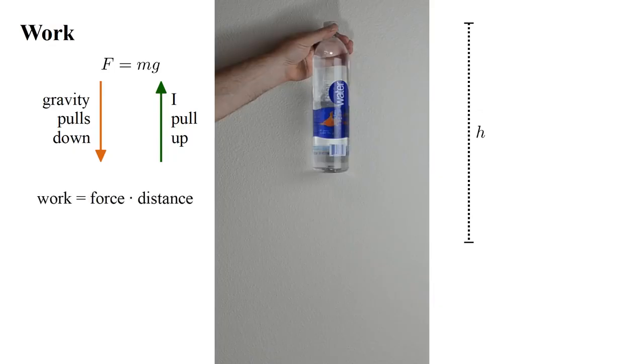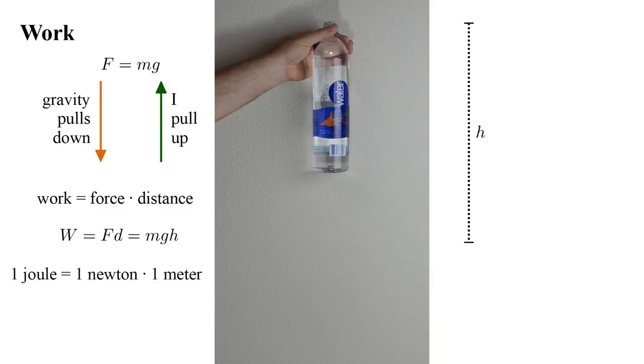A reasonable mathematical definition of the work I do is the product of the force times the distance. If I'm lifting twice the mass through the distance, I'm doing twice the work. If I'm lifting the mass through twice the distance, I'm also doing twice the work. So, the work required to lift the water is mgh.